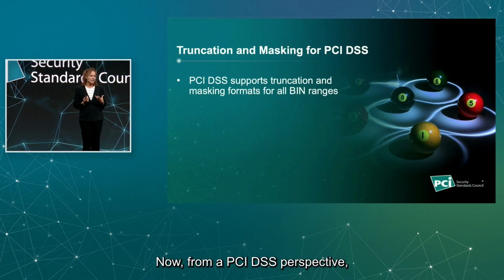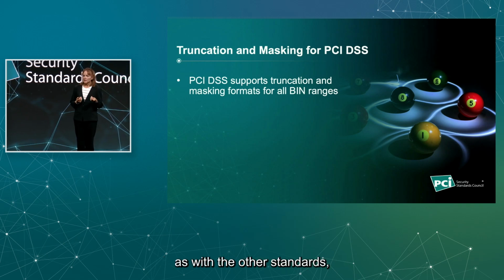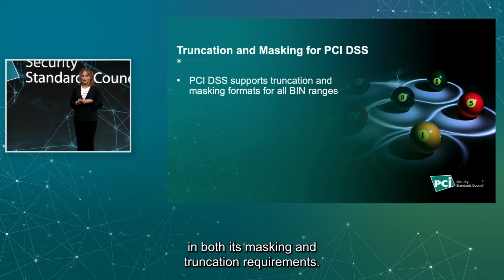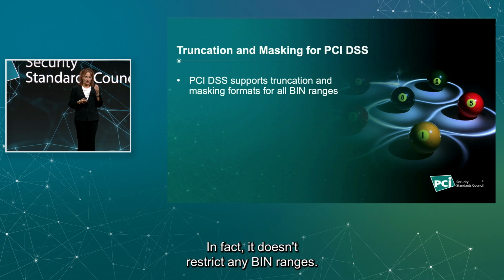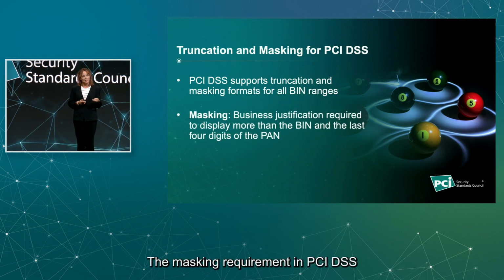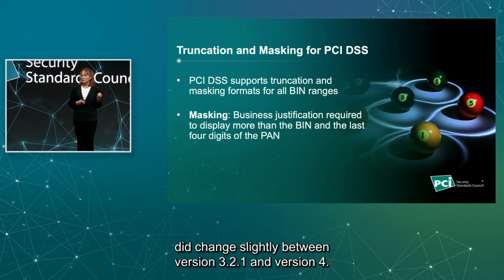Now, from a PCI DSS perspective, as with the other standards, PCI DSS does support 8-digit bin ranges in both its masking and truncation requirements. In fact, it doesn't restrict any bin ranges. The masking requirement in PCI DSS did change slightly between version 3.2.1 and version 4.